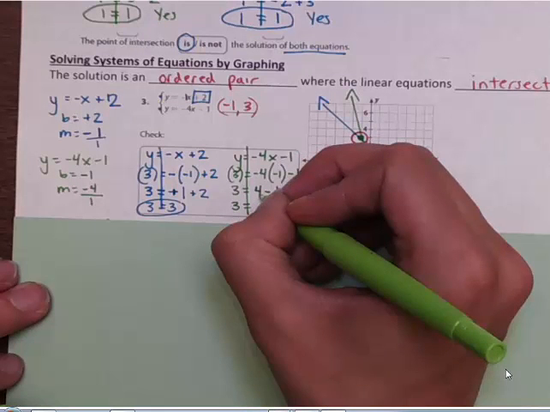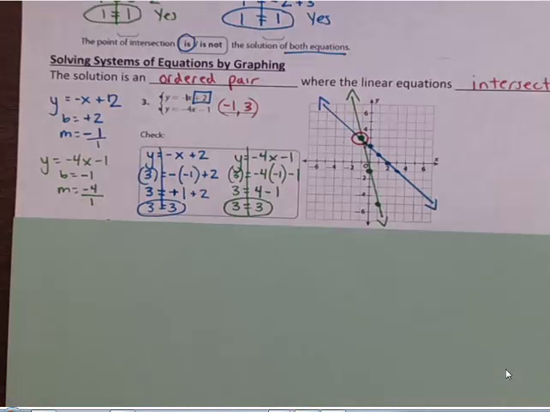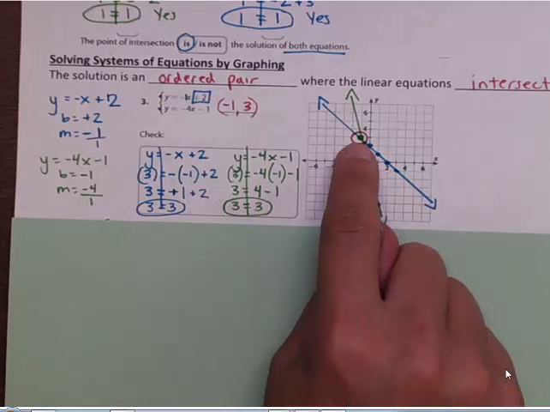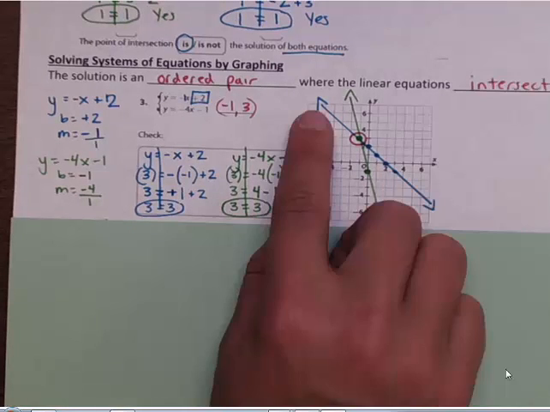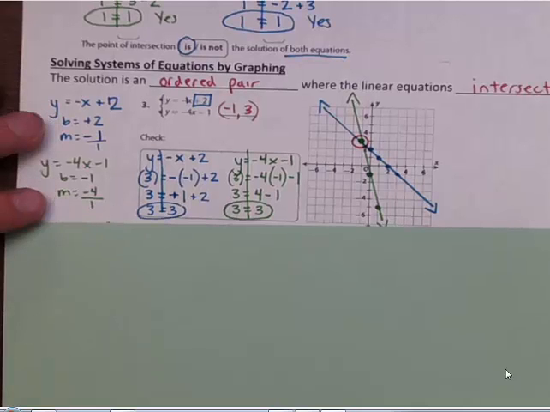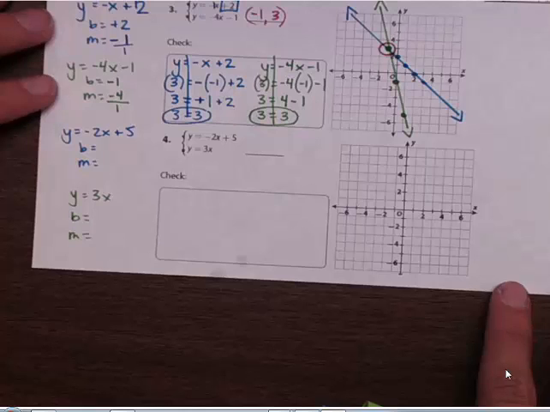So again, it satisfies that problem as well, so I know that I did this correctly because this point is on this line, which is negative 4x minus 1, and my blue line, which is negative x plus 2. Go ahead and do number 4 by yourself and pause the video to check your answers at the end.